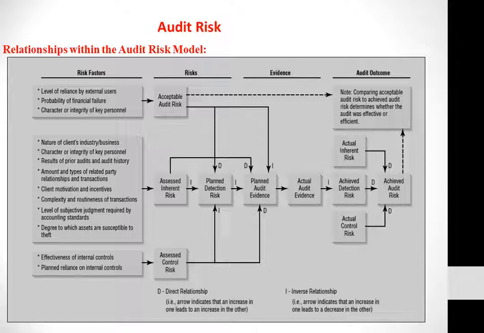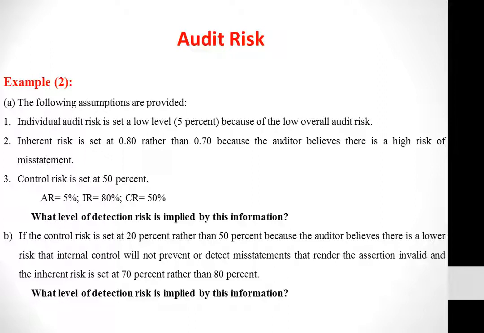Let's see example number 2. The following assumptions are provided. 1. Individual audit risk is set at a low level of 5% because of the low overall audit risk. 2. Inherent risk is set at 80% rather than 70% because the auditor believes there is a high risk of misstatement. 3. Control risk is set at 50%. So AR equals 5%, IR equals 80%, and CR equals 50%. What level of detection risk is implied by this information?